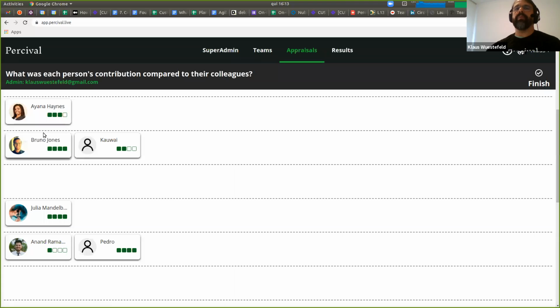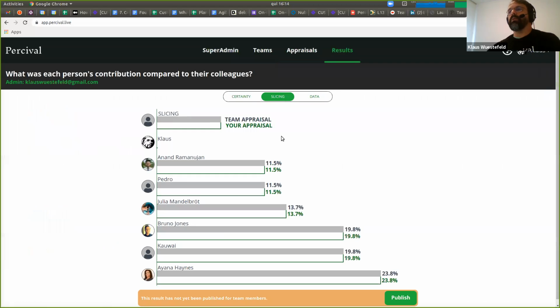So every person in the team does this appraisal. Each level represents a 20% difference. So if I leave a level here blank, this means I multiply 1.2 times 1.2. So it's 44% difference here between Julia and these 2 guys. And then the results will be shown like this.